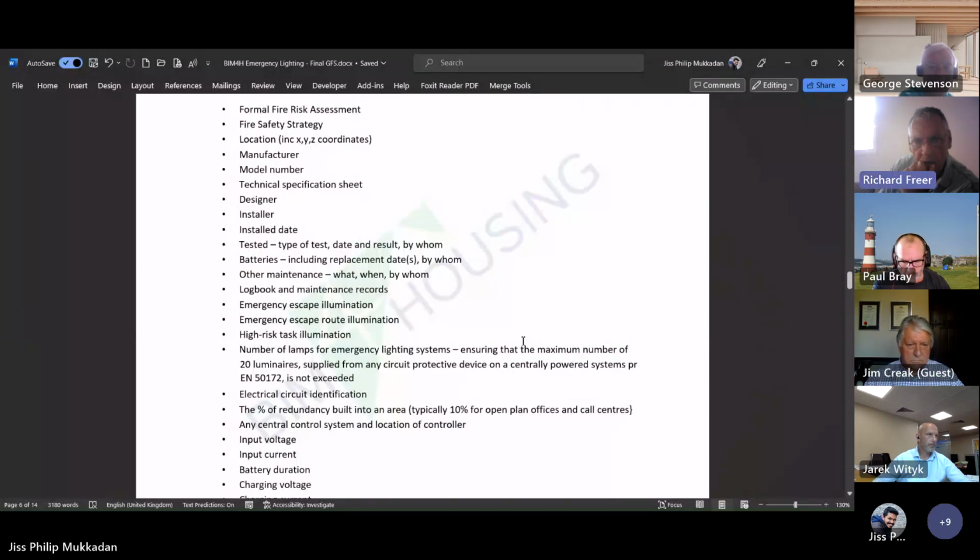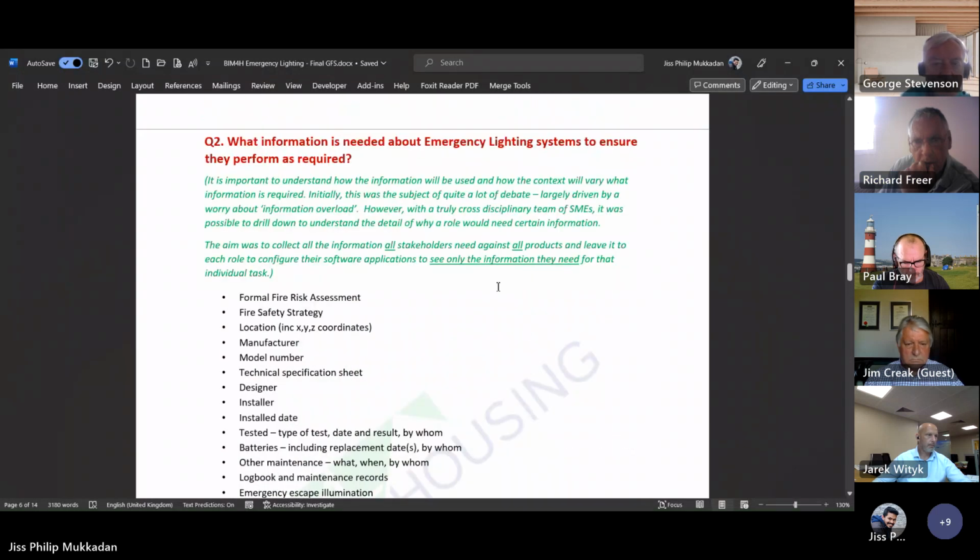Okay, happy. Let's go back to the document. There we go. Question 2: What information is needed about emergency lighting systems to ensure they perform as required? Well, we've got quite a long list there, so do you want to scroll down just so we can get as much on the page as we can?